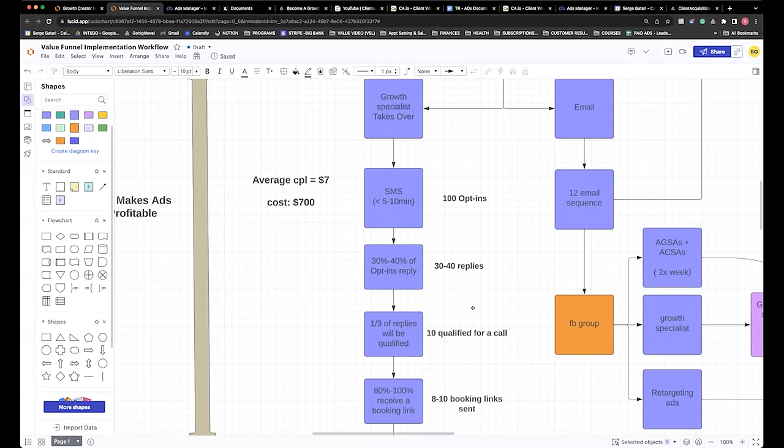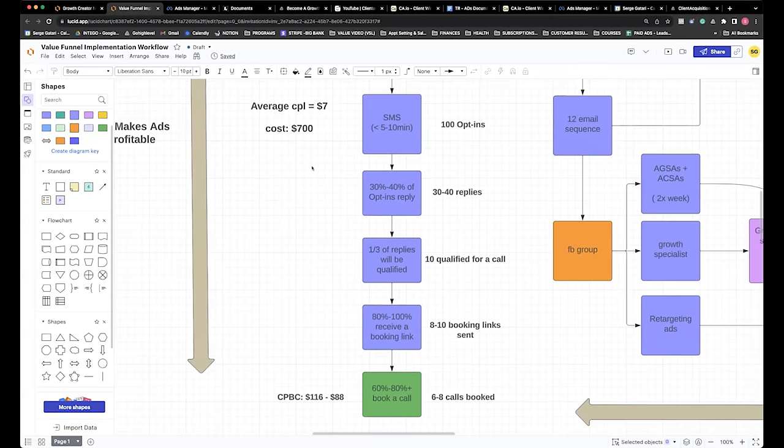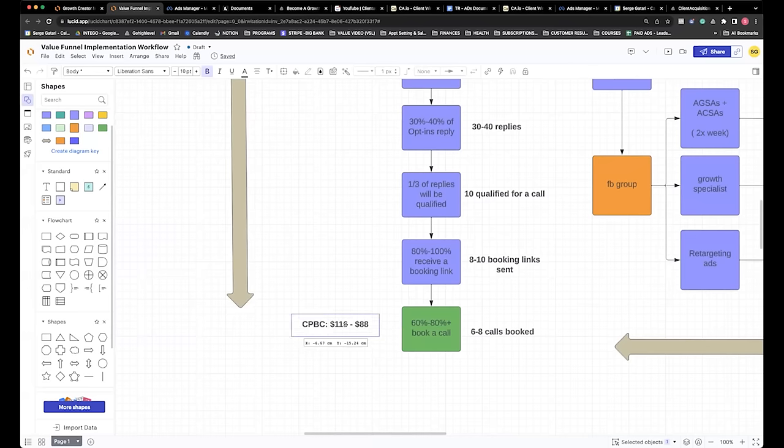Now I'm going to go over how this thing can become insanely profitable, right? This is how people are able to spend 10 grand a day on ads and comfortably maintain $116 to $80, $88 per booked call.